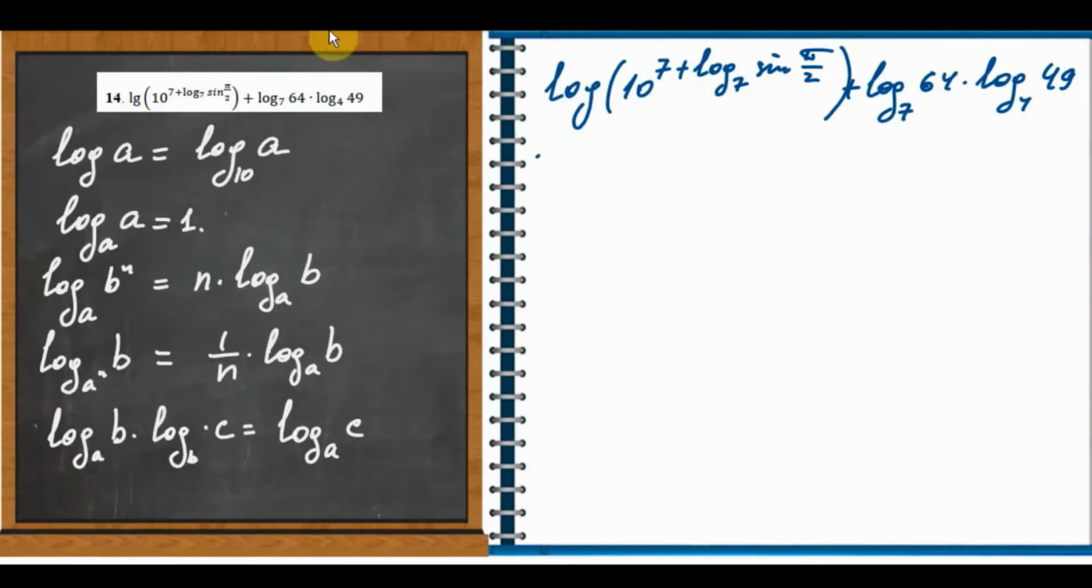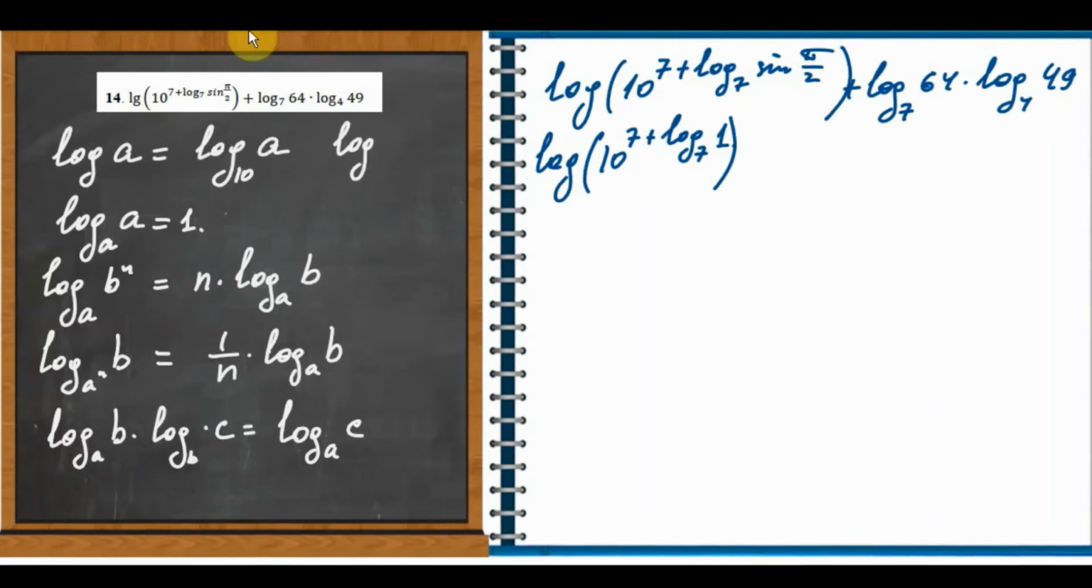We have log, let's simplify this, 10 to the power of 7 plus log 7 sine pi over 2. So log base 7 of 1, sine pi over 2 is 1, and here we need to know that log base a of 1 is always 0. Now let's continue.